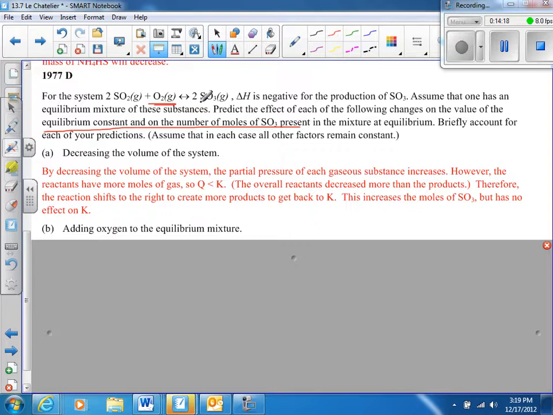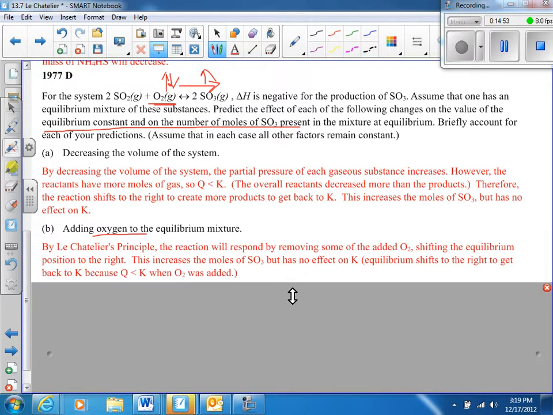Here we go. If I add oxygen, by Le Chatelier's principle, we got to make the oxygen go down. In order to do that, we got to go to the right. And if we go to the right, SO3 is going to increase. So you'd write that all down. Moles of SO3 will increase. As far as K is concerned, I don't affect K at all because I added oxygen. I didn't change the temperature. The only thing that affects K is temperature. Here you go. Here's the written response.